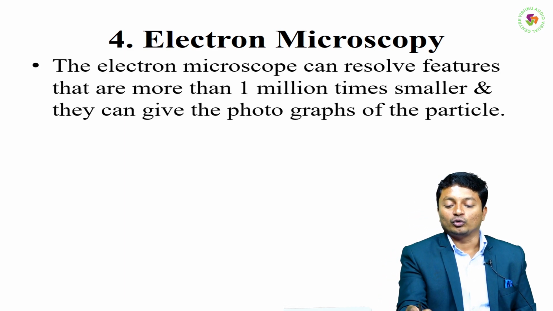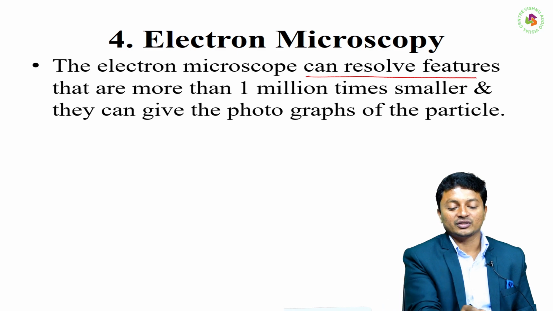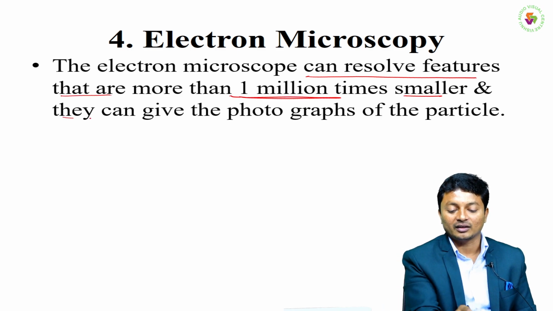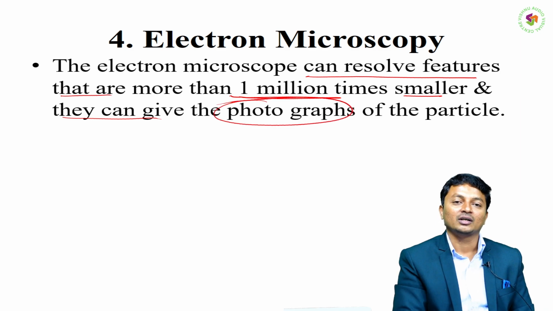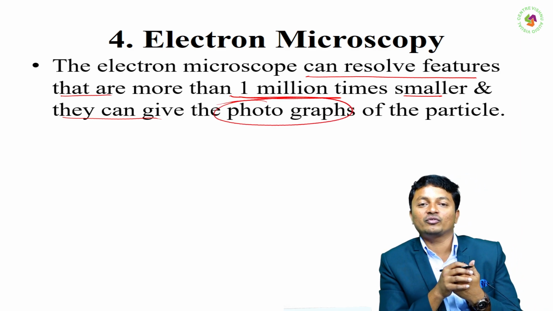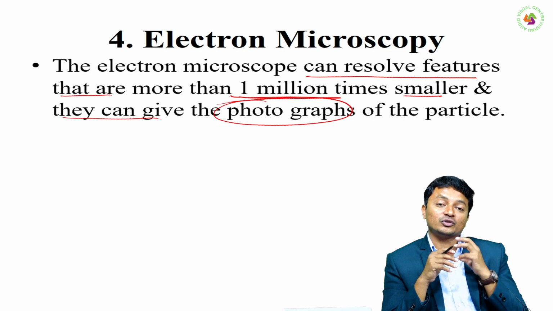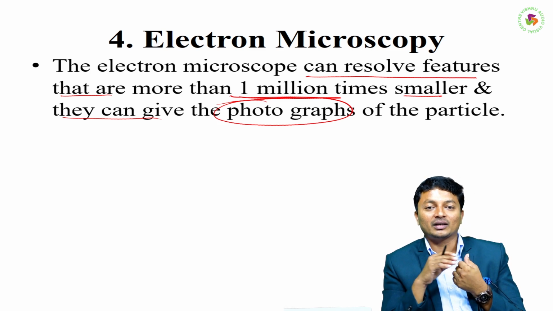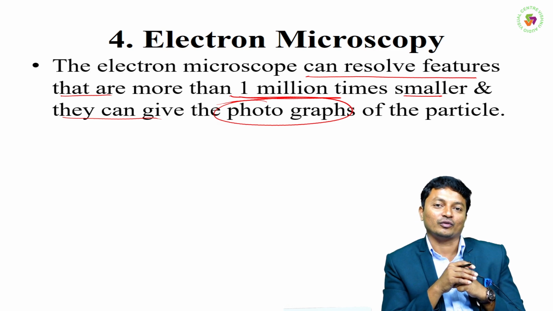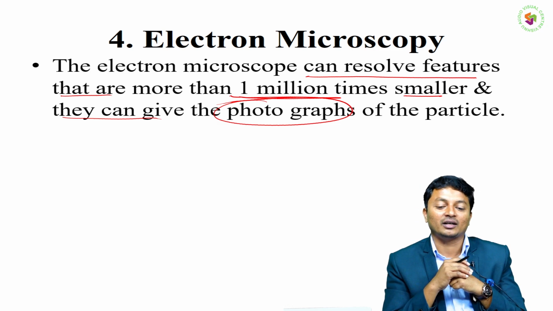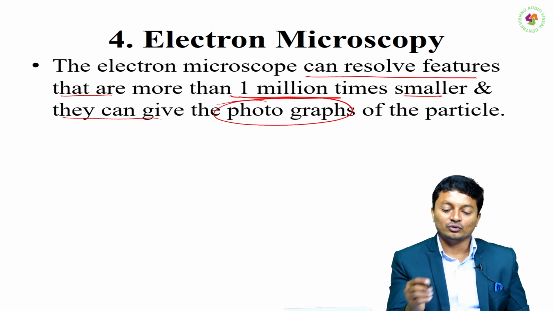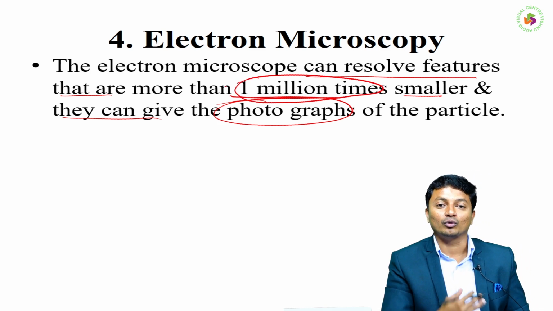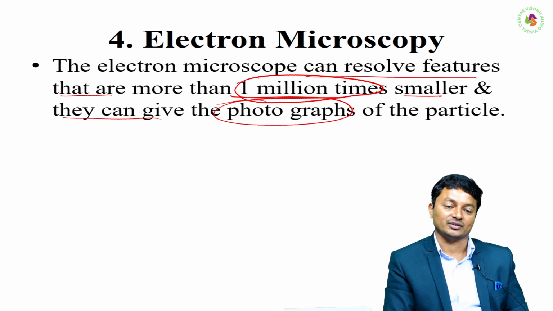The electron microscope can resolve features that are more than 1 million times smaller, and it can give a photograph of the particle. So with the help of this electron microscope, we can not only see the particle, but it can provide us a photograph of the particular particle which you are observing under electron microscopy. So here it gives 1 million times the particle's actual size.